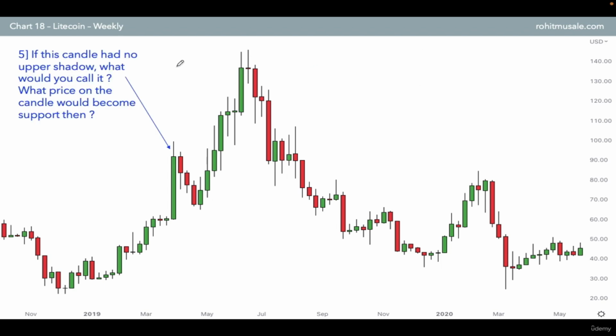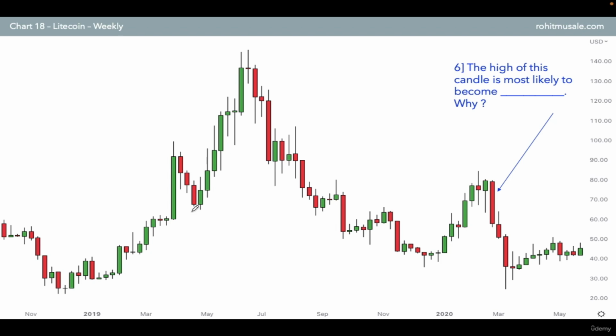Number 5, if this candle had no upper shadow, what would you call it? We would call it a shaven head, shaven bottom candle. What price on the candle would become support then? If that were the case, then the low of this candle would become support. Number 6, the high of this candle is most likely to become resistance because this candle is opening near the high and closing near the low.